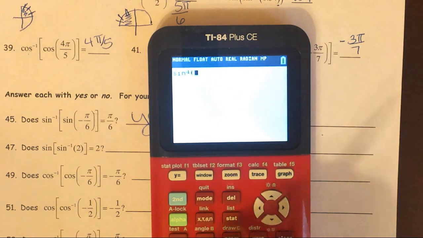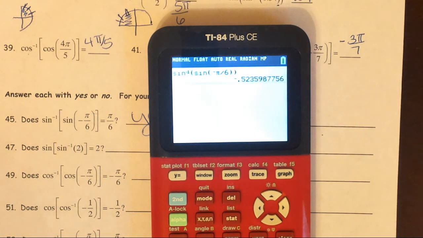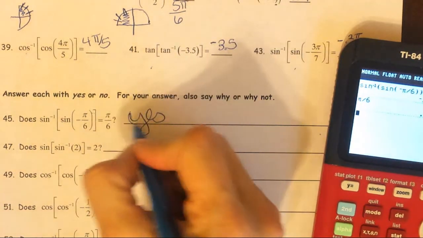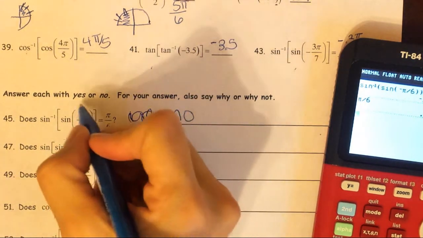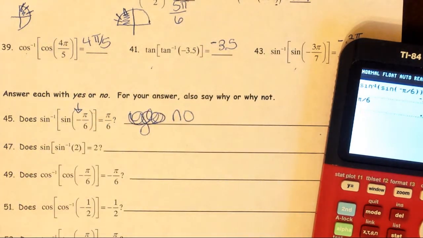Okay, so second sine negative pi over 6. Let's try it again. It equals negative 0.52 and so on. Now I'm going to type in positive pi over 6. And actually, no, now I have to change my answer. No, they're not equal. That negative is what made them not equal.